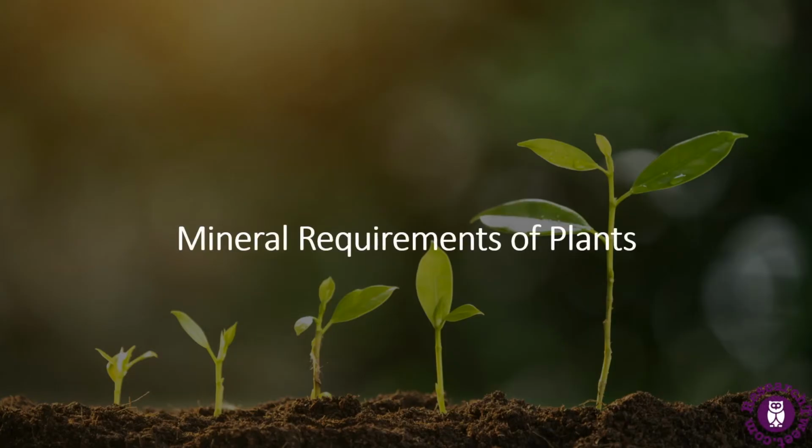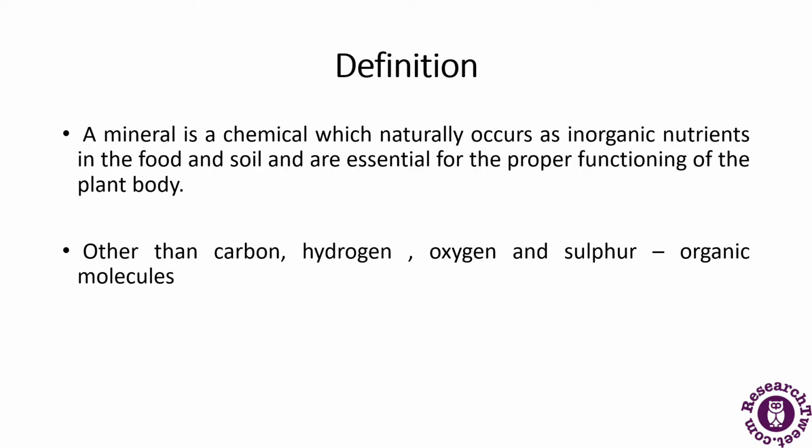Hello everyone. The next topic which we will be discussing today is about the mineral requirements of the plants. So let's start with the definition of the mineral. A mineral can be defined as a chemical which naturally occurs as inorganic nutrients in the food and the soil and are essential for the proper functioning of the plant body. So they are responsible for the proper functioning of the plant body.